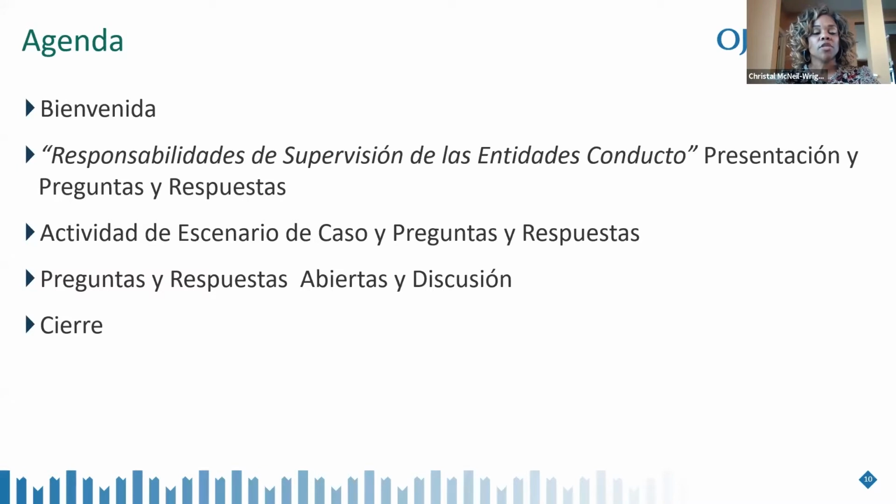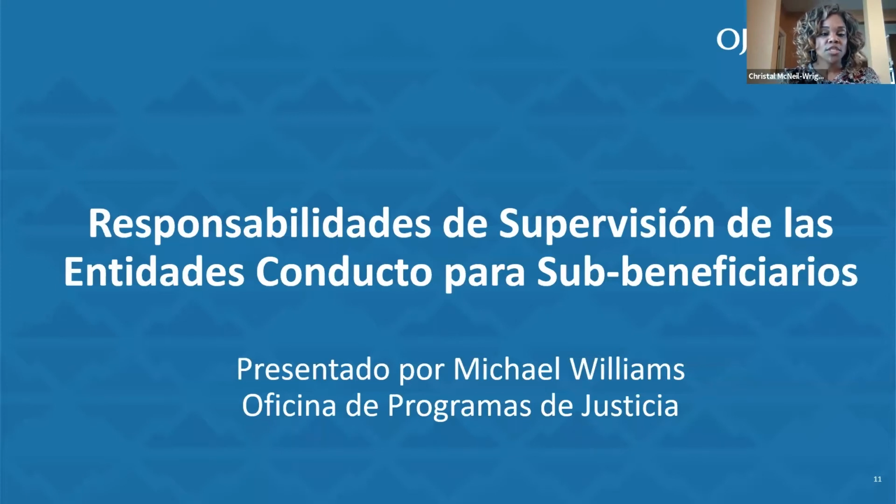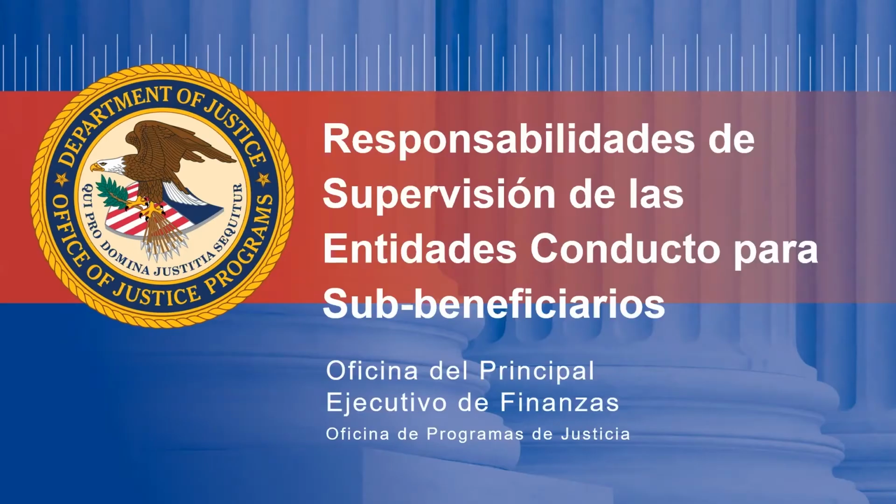So without further ado, I'm going to turn the floor over to Michael Williams. He is one of our lead trainers within OJP to present to you how to manage your sub-recipients. Thank you. My name is Michael Williams from the Office of the Chief Financial Officer. I want to thank everyone for taking time out of their busy schedule today to be a part of this seminar on pass-through entities' oversight responsibility for their sub-recipients. With that, let's get started.